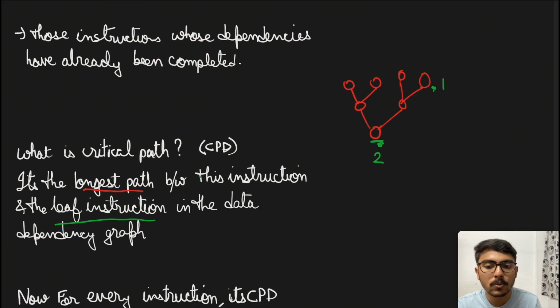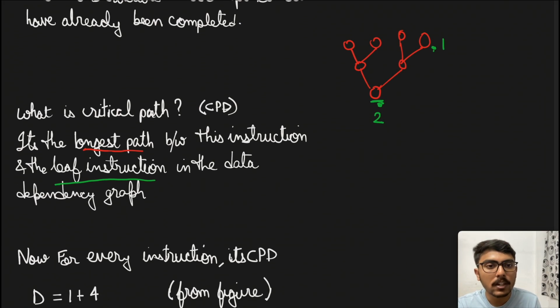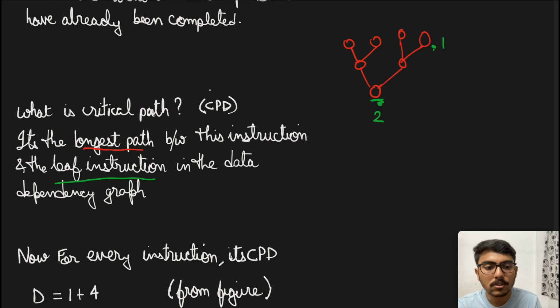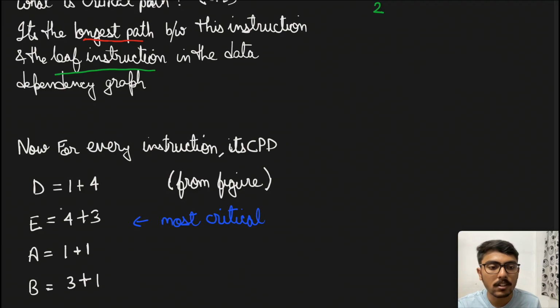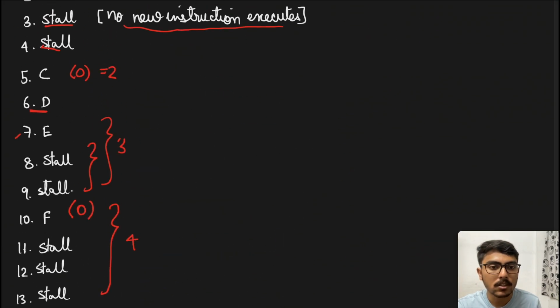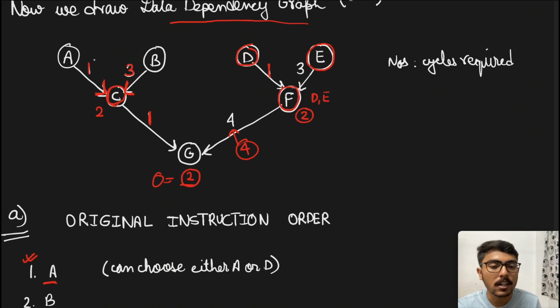So we'll move to the next part. We need to calculate this critical path distance for every instruction, right? So for every instruction, we can calculate it like this. Let me just go back to the data dependency graph.